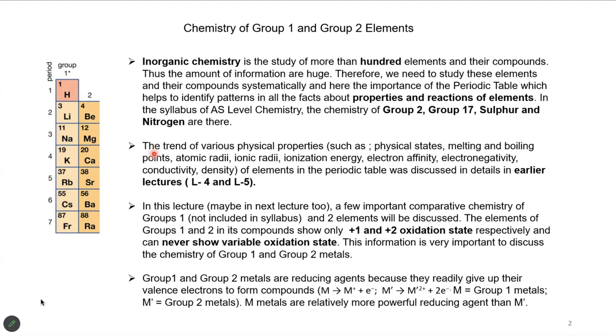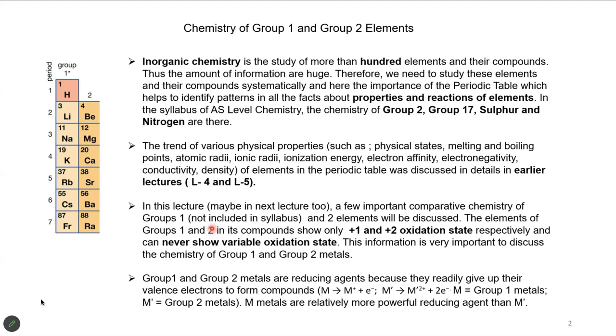Okay, the trends in physical properties of the elements have been discussed in rather more detail, but there we didn't mention anything about the chemistry of these elements. So we will talk about the chemistry of these elements now. Specifically group 2 in this lecture, and comparing group 1 with the chemistry of group 2, though group 1 is not included in the syllabus of AS. So it is better that we compare these two groups.